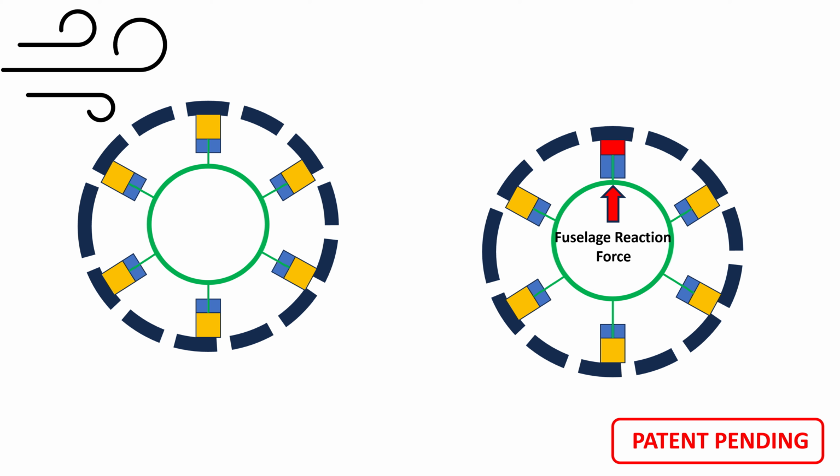If turbulence pushes the compartment upwards with respect to the frame of the fuselage, pistons can be compressed. Vice versa, pistons can be compressed to capture fuselage reaction force in other directions during turbulence with strategic placement of pistons.